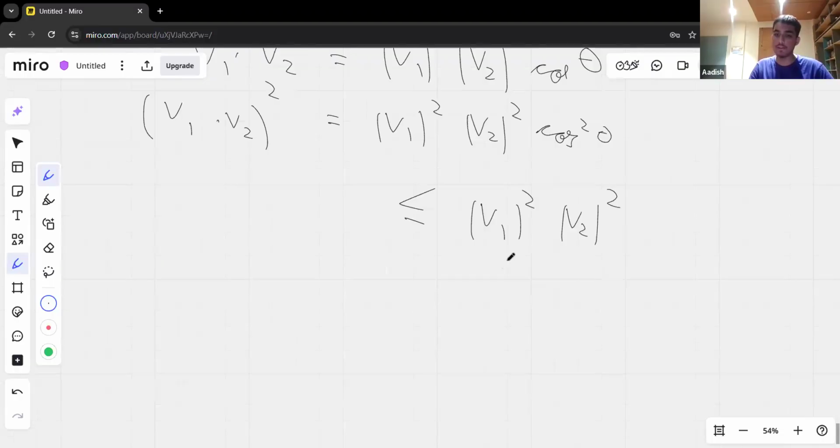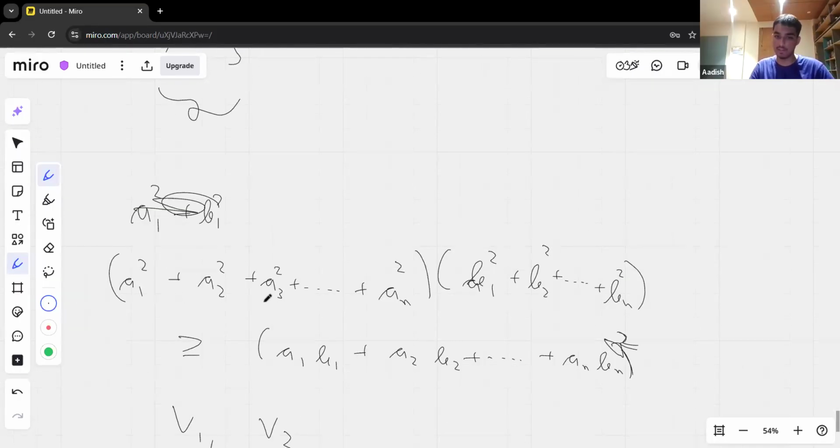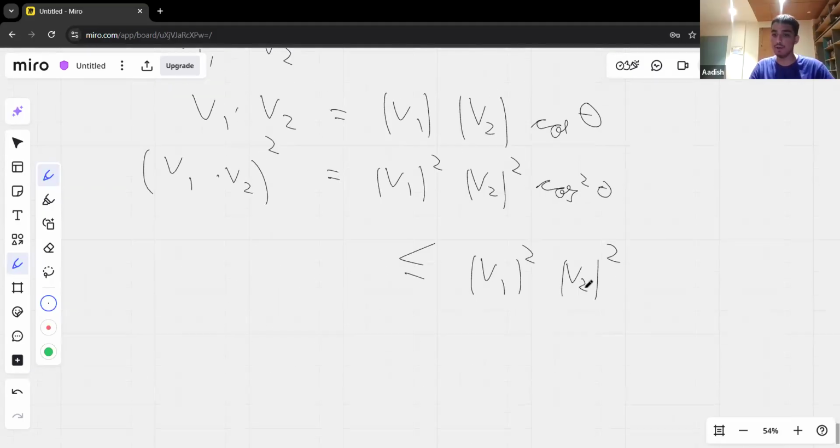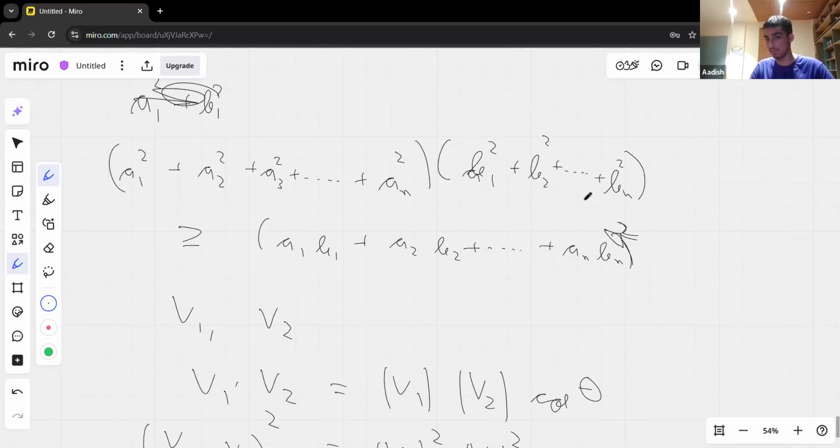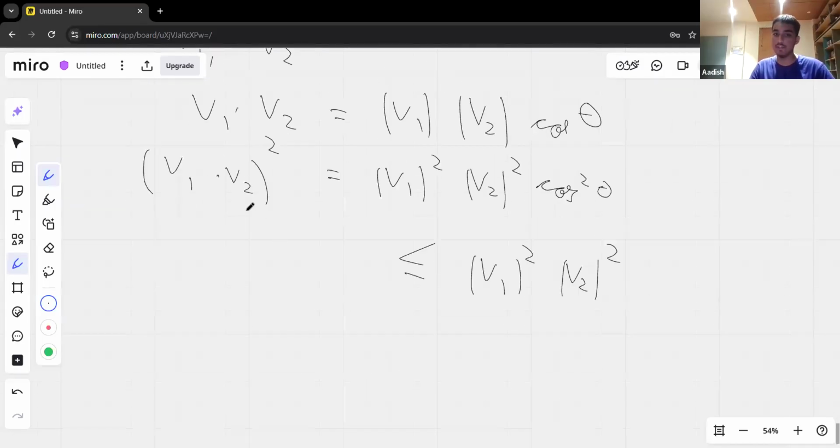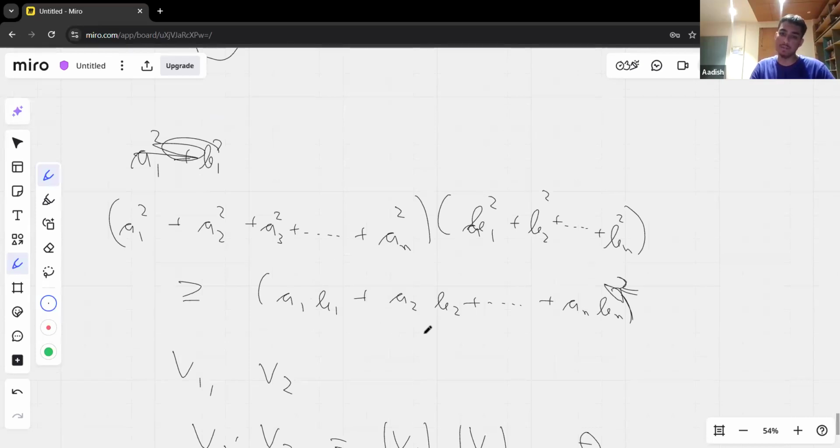So suppose v1 was a1 i cap plus a2 j cap plus a3 k cap, then v1 squared would be a1 squared plus a2 squared plus a3 squared. Similarly, if v2 was b1 i cap plus b2 j cap plus b3 k cap, it would be b1 squared plus b2 squared plus b3 squared. And v1 dot v2 will be a1 b1 plus a2 b2 plus a3 b3. The people who know what vectors are, that makes sense. Yes, in general, that's an n-dimensional vector.